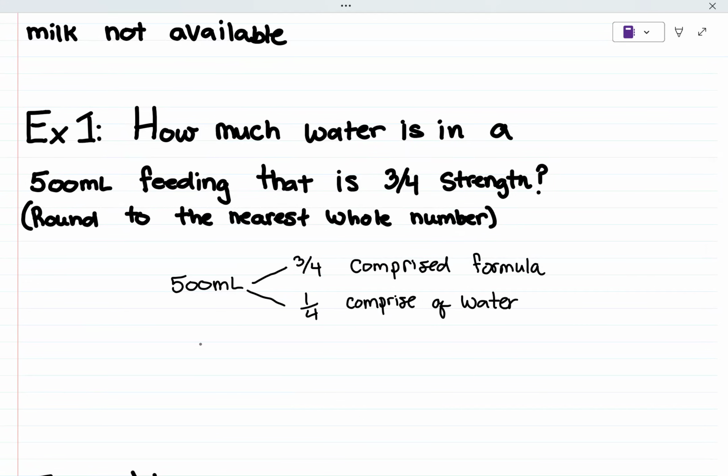So all you got to do is multiply 500. How much water? So I think it's just 500 milliliters times one-fourth. That one-fourth, if you really think about it, you can write as a decimal. That is the same thing as 0.25. 500 times 0.25 is 125 milliliters. Okay, so that was a simple one. Let's do example two.